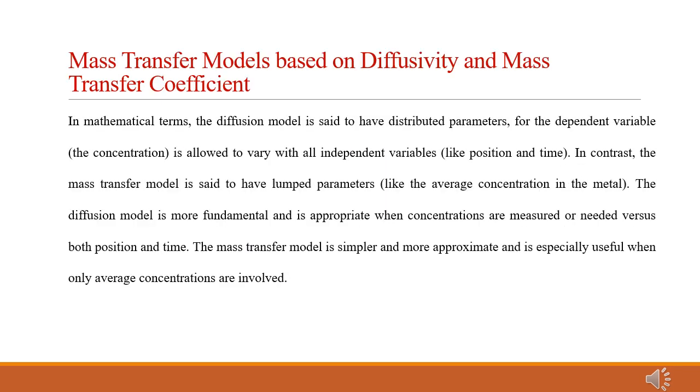In contrast, the mass transfer model is said to have lumped parameters like the average concentration in the medium. The diffusion model is more fundamental and is appropriate when concentrations are measured or needed versus both position and time. The mass transfer model is simpler and more approximate and is especially useful when only average concentrations are involved.